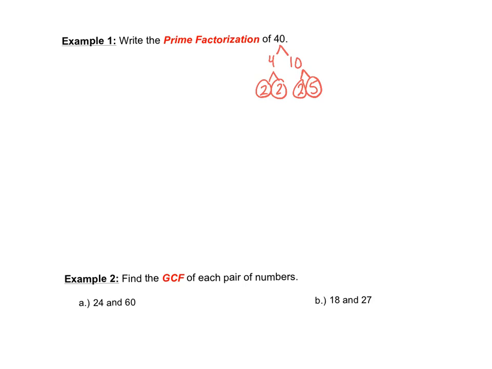And then you can rewrite this as 2 times 2 times 2 times 5, or in exponential form, which would be the best way to give me your answer, would be 2 to the third power times 5. And you can check to make sure that you have the right answer. 2 to the third is 8 times 5 is 40, what we started with. So that's good.